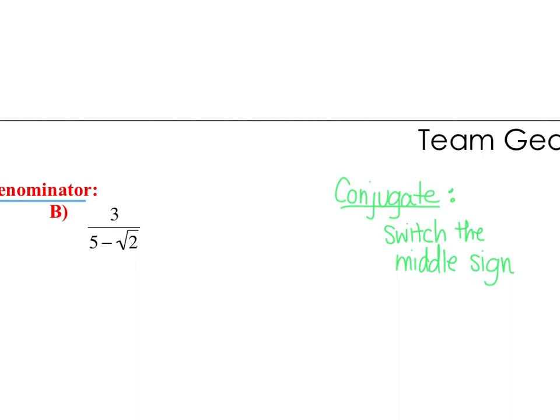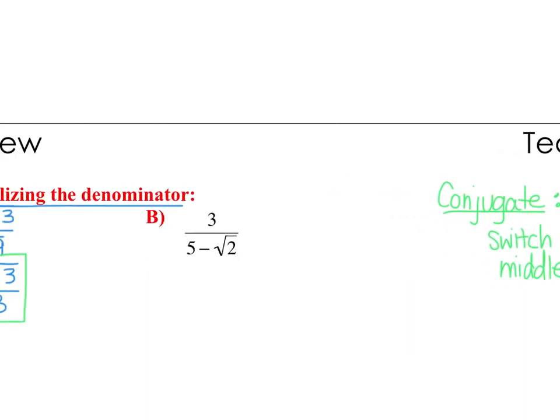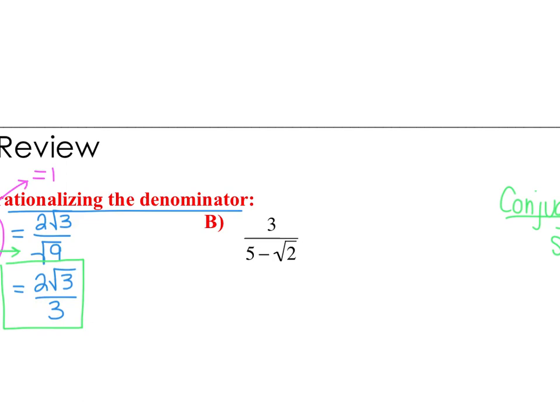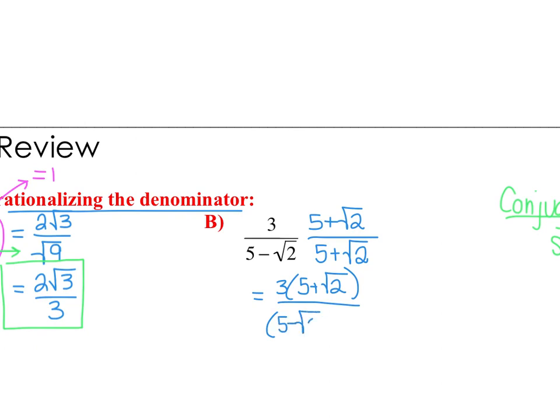So for this problem here, we're going to multiply the top and bottom by the conjugate of the denominator. So the conjugate of the denominator is going to be 5 plus the square root of 2. Nothing but that middle sign changes. So what I end up with in my numerator is 3 times 5 plus the square root of 2, we are going to simplify that in a second, over, and then I'm going to have my binomial, that was my original denominator, times this new conjugate that I'm multiplying top and bottom by.